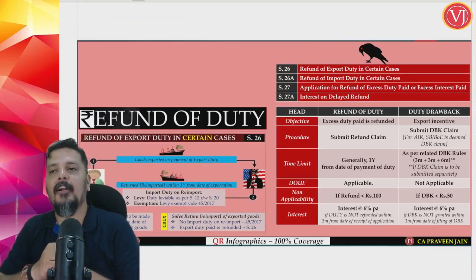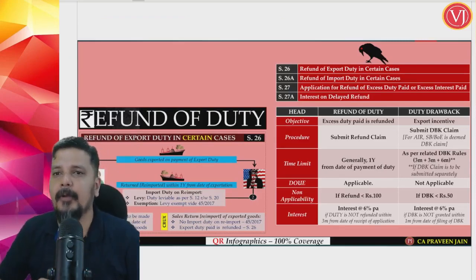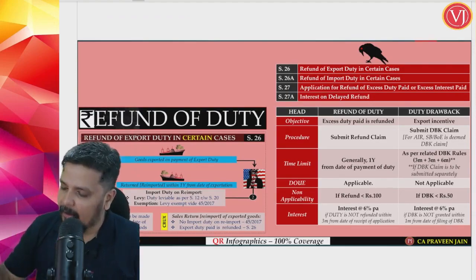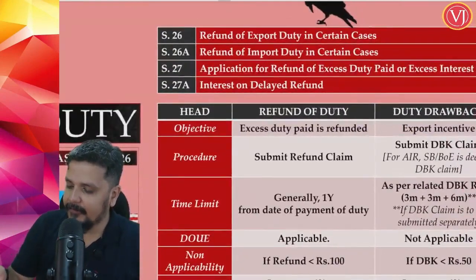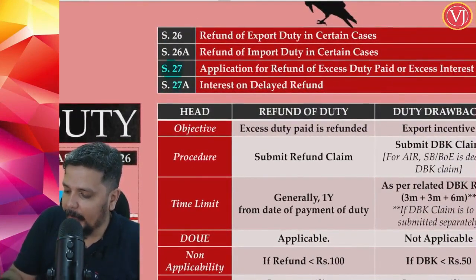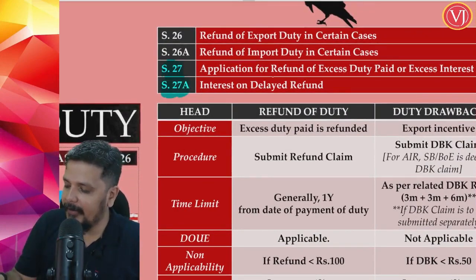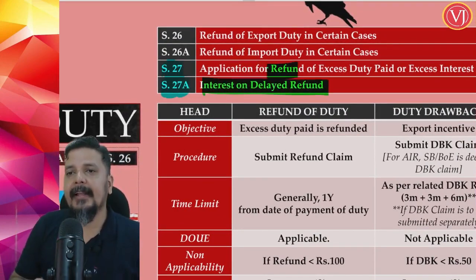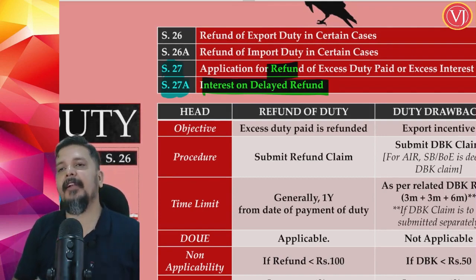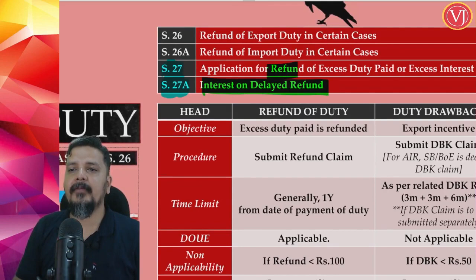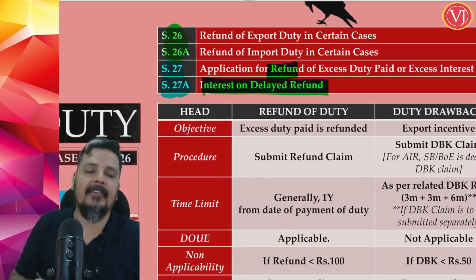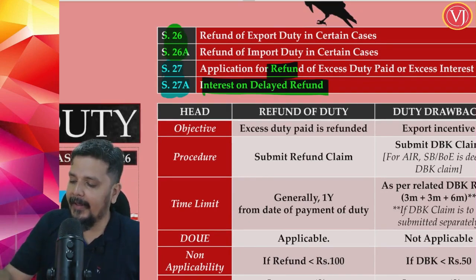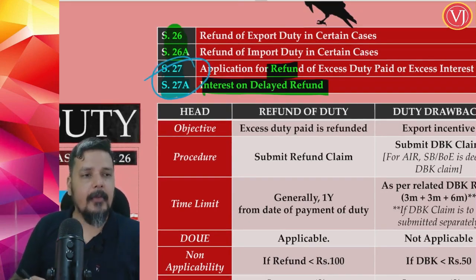Now, talking about a very small topic, refund, where we will also be comparing a few numbers of GST. Refund in customs is section 27 and 27A: application for refund and interest on delayed refund. So the provisions of refund in customs are 27 and 27A. Then what are 26 and 26A? They are special cases of refund. Normally, a case of refund will be covered in 27 and 27A.